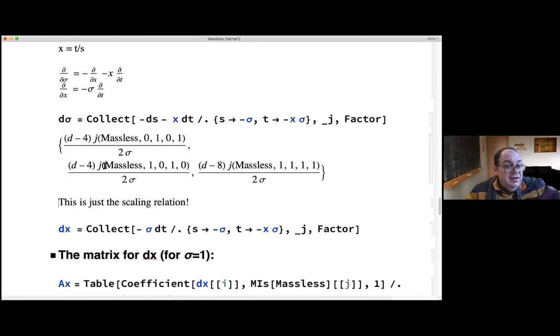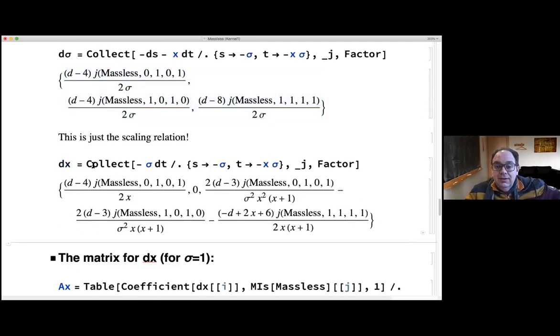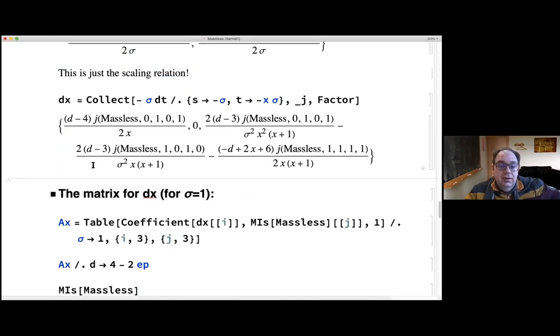And we said yesterday in the lecture that actually the derivative with respect to sigma acts trivially. Because the dependence of the integral on sigma is just sigma to some power, which is what you see here. While the derivative with respect to X is non-trivial.